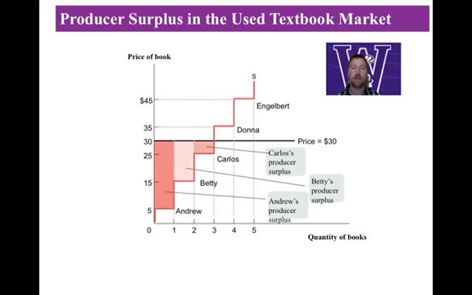So if the price is $30 for the textbook, only Carlos, Betty, and Andrew will be the ones selling their textbook. For Engelbert and Donna, there just wasn't enough money; it wasn't worth it for them to sell it. So Carlos, you can see his producer surplus of 30 minus 25, and Betty's producer surplus, and finally Andrew's producer surplus.